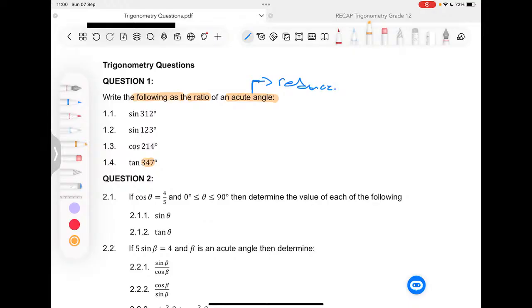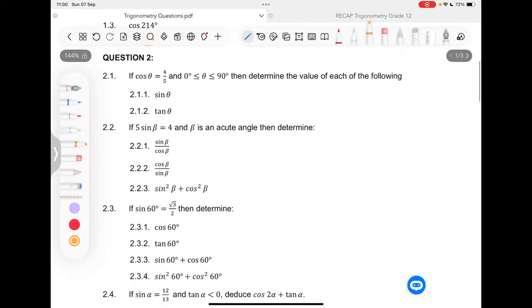But you have to be careful when you use 270 plus theta, because you then have to write it as its co-function. It has to change to its co-function, right? Now let us look at question 2.